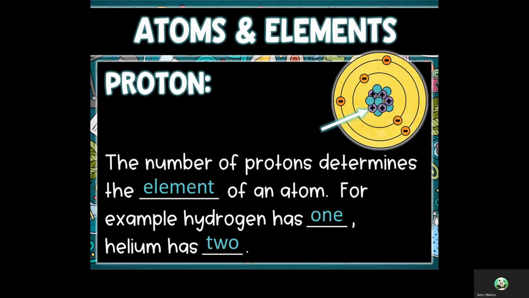So for example, hydrogen has 1 proton and helium has 2 protons. And then we keep going into lithium, beryllium, boron, carbon, nitrogen, oxygen, and so on. So I'm not gonna sing the entire periodic table. If you want to watch that, I'll link the ASAP Science video on that soon.